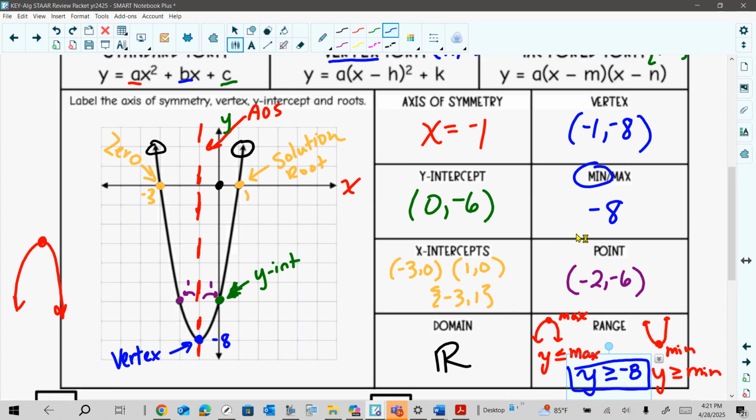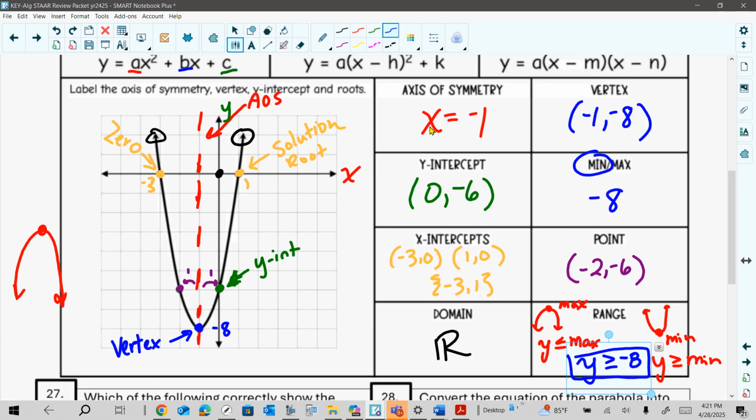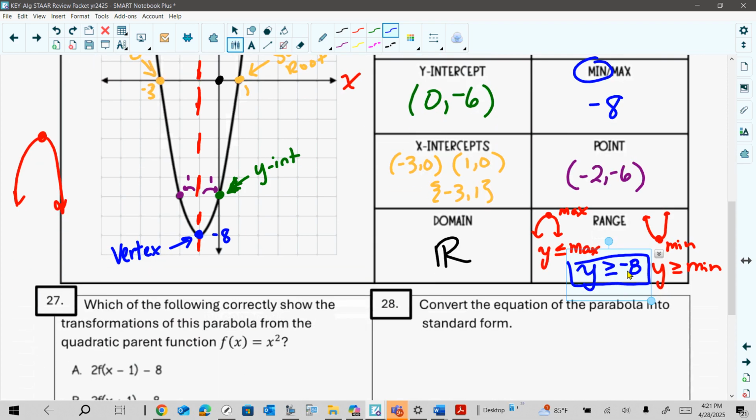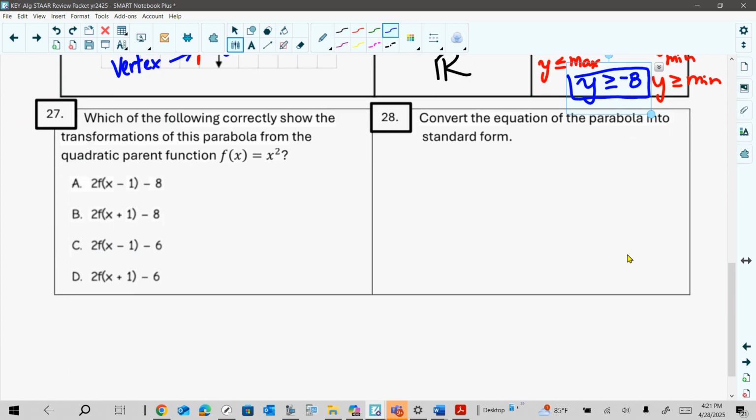All right, so make sure we can identify these parts on the graph. Make sure we can write the equation of the axis of symmetry, it's a vertical line. All right, and we can come to our domain and range, especially the range. All right, so now our star-like questions.